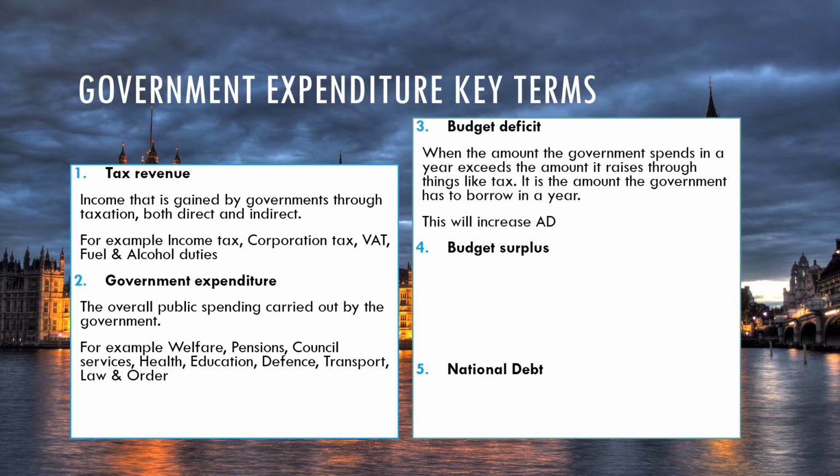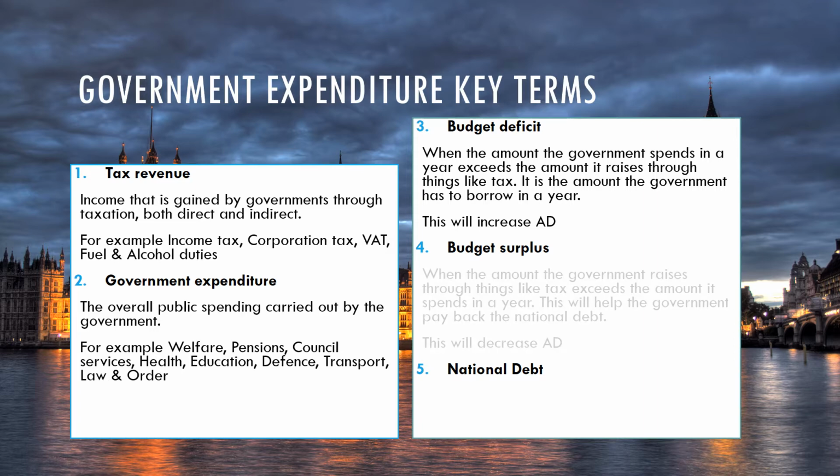Thirdly, budget deficit. This is where the amount the government spends exceeds the amount it raises in tax. And if that's the case, the government often has to borrow the difference. So when the government spends more than it receives in tax, we describe that as being a government budget, or sometimes a fiscal deficit. Now, if the government is spending more, it's more of an injection, and they're taking out a withdrawal, this will increase aggregate demand in the economy.